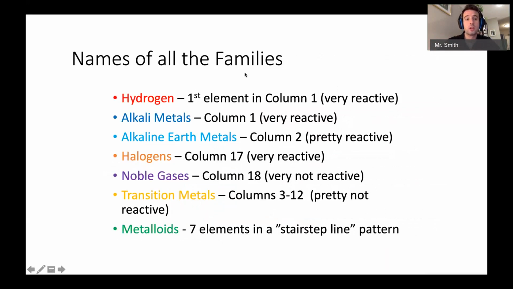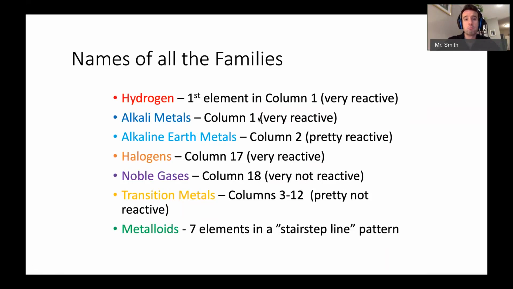A couple of things you'll notice is that hydrogen and the halogens here in red and orange are both very, very reactive. Also, alkali metals are very reactive, and alkaline earth metals are slightly less reactive. Noble gases are very not reactive, so they're what we call inert, which means they don't react. And then we have transition metals, which are fairly not reactive. They can react, but they don't react as much as some of the other metals that we have.